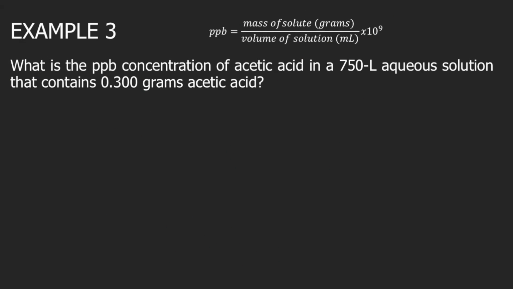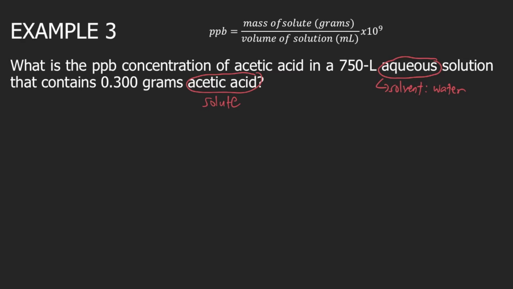Example 3, what is the ppb concentration of acetic acid in a 750-liter aqueous solution that contains 0.300 grams acetic acid? In this problem, acetic acid is the solute and the solvent is water. So when you encounter this word aqueous, that means the solvent is water.